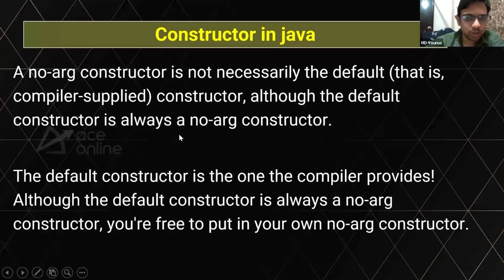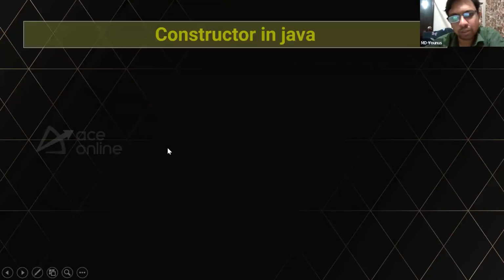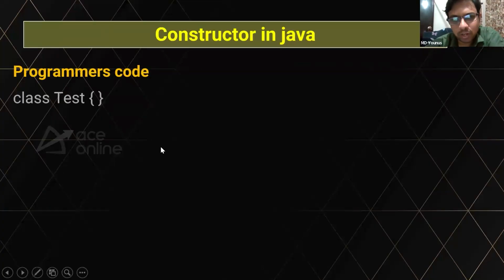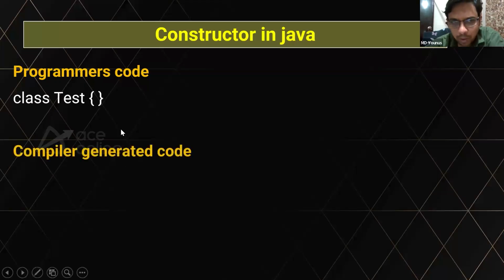Okay, now we have some good exercises which will also help you to understand the difference between a constructor and a method. Now, let's say, for example, I provide this class Test. What will my compiler generated code look like? Does the compiler create a constructor for me? Yes or no? Does the compiler generate the constructor for me? Yes, a default constructor will be generated.